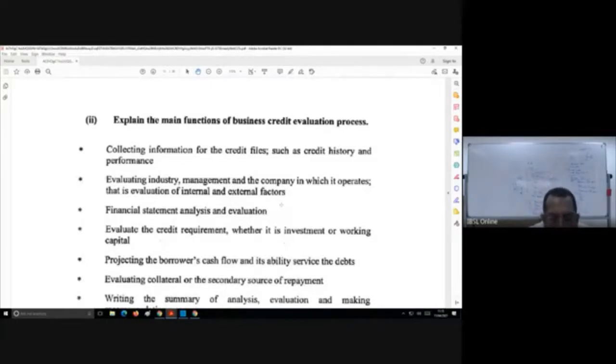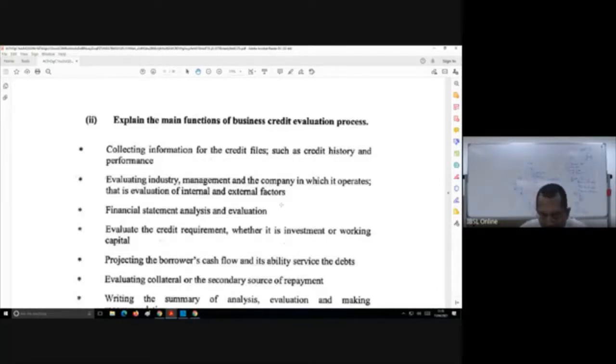How to evaluate a business. Collect information for the credit file. You have to collect information first. Then you have to evaluate the external and internal factors like industry and management. Then evaluate the financials. Then evaluate the credit requirement: what is the purpose, investment or working capital, then look at the contribution from the borrower and the ability to service.